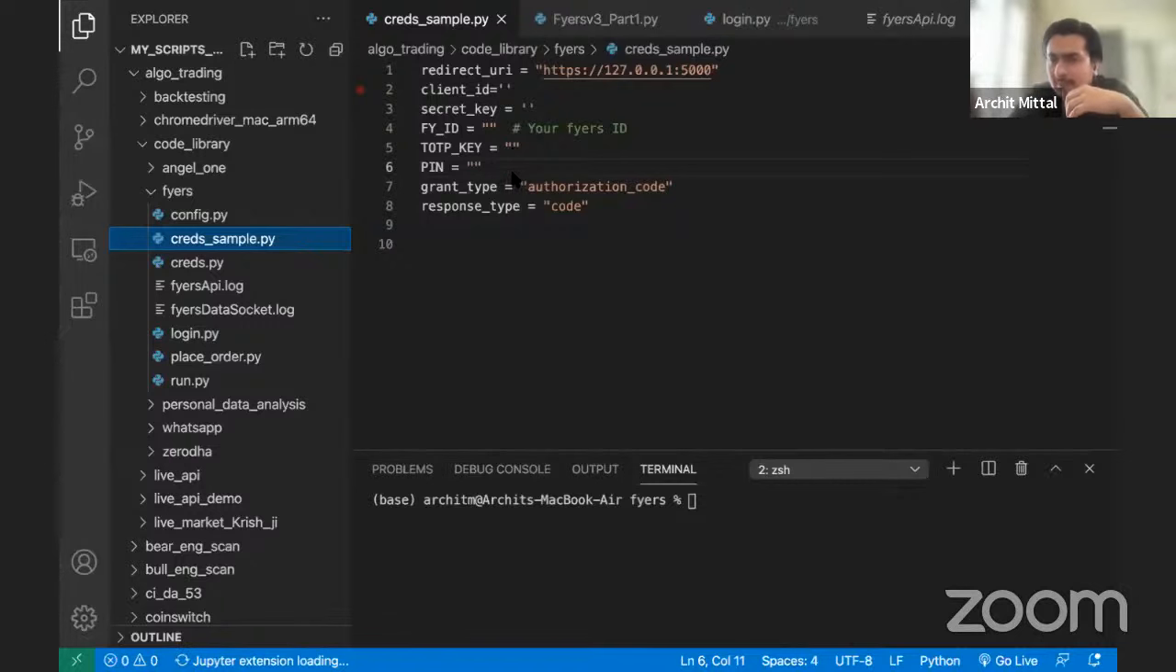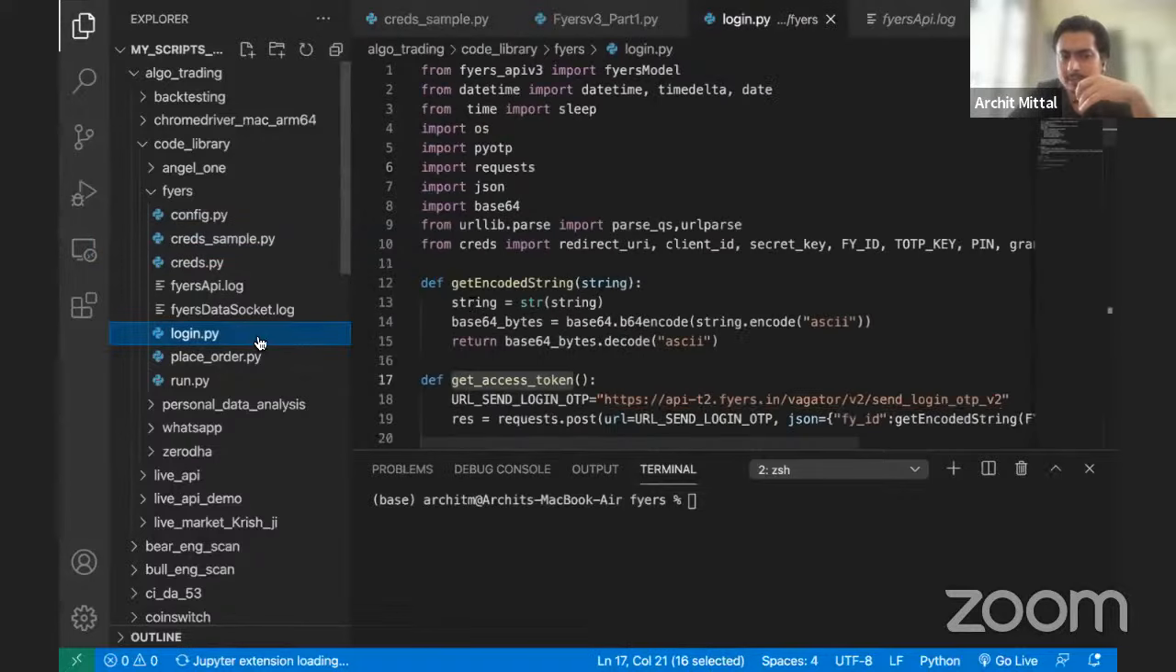You can create an app. There are many guides, I guess, on the FYERS YouTube platform also, showing how to create an app. Just create an app. You will get a client ID and your secret key. Your FYERS ID you have to give, a TOTP ID you give, and your PIN number you have to give. These five things, just once you have to give, and that's done. Then you can come directly to the login part.